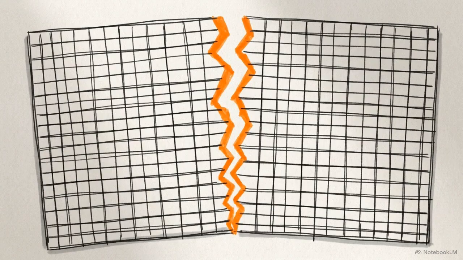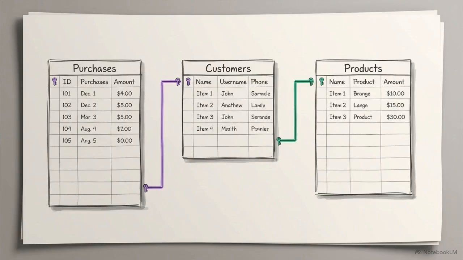To stop data corruption at scale, we have to shatter this massive block of text. We use primary and foreign keys to fragment this chaos into a modular, linked blueprint.